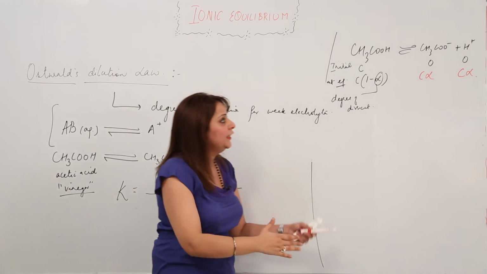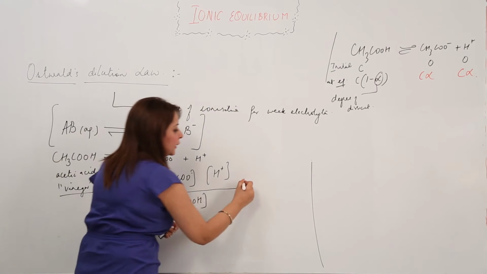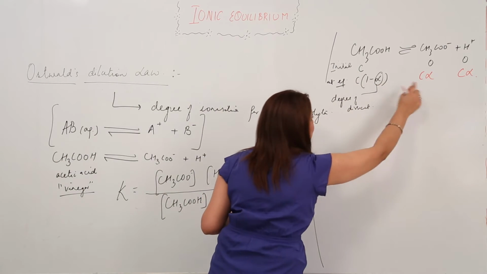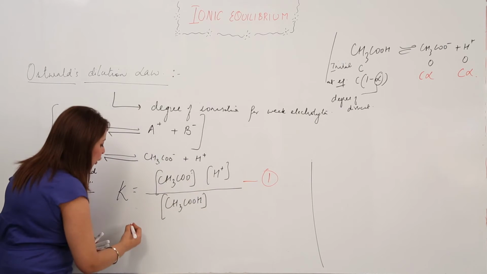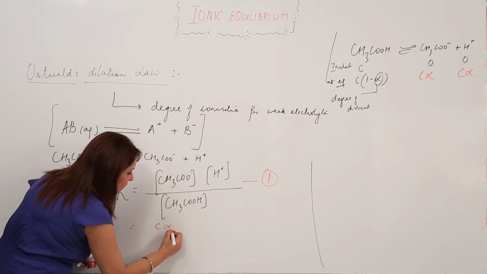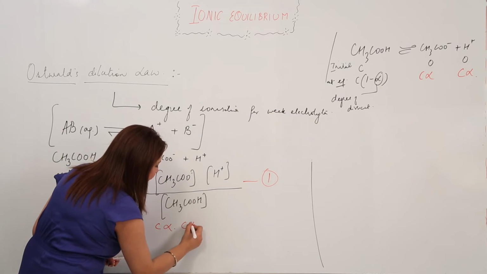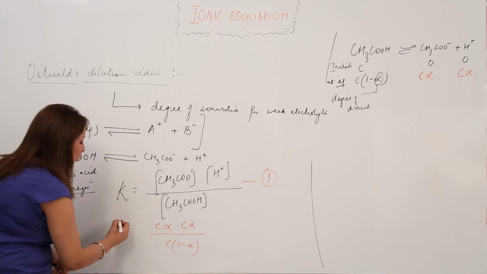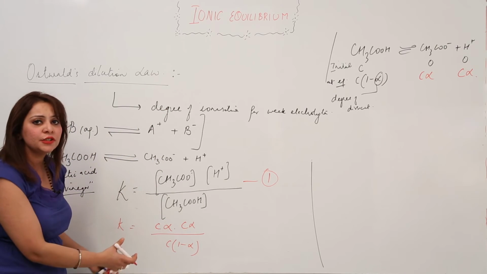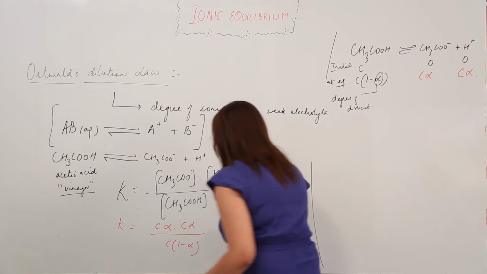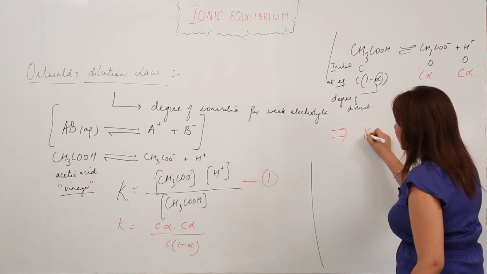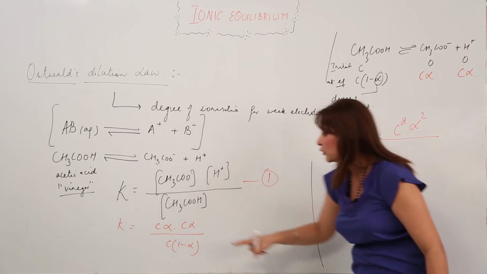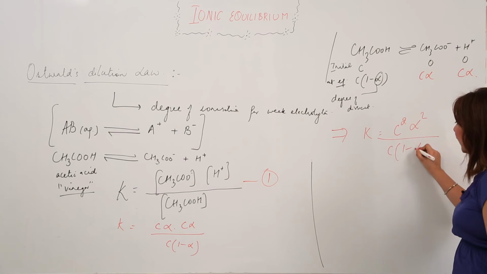Now I am putting these concentration values into this equation, because the bracket indicates the concentration, and we know the concentration in equilibrium is this. So the acetate ion is C alpha, the H ion is again C alpha, and acetic acid is C(1 - alpha). I have put these values in the concentration expression. Now I am solving it. What do I get after it? K is equal to C square alpha square divided by C(1 - alpha).